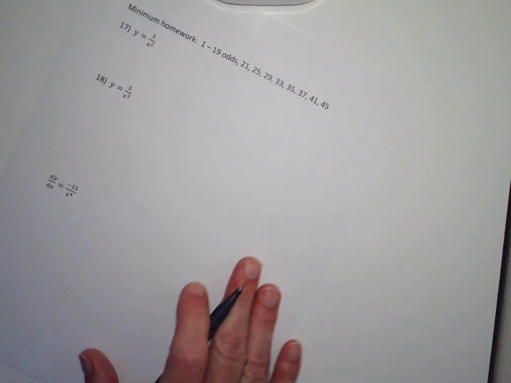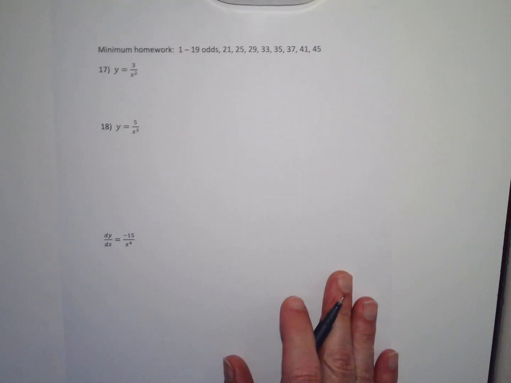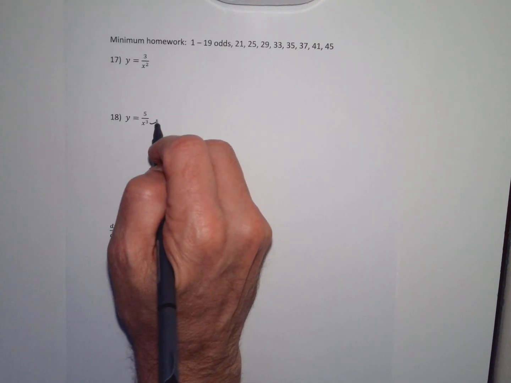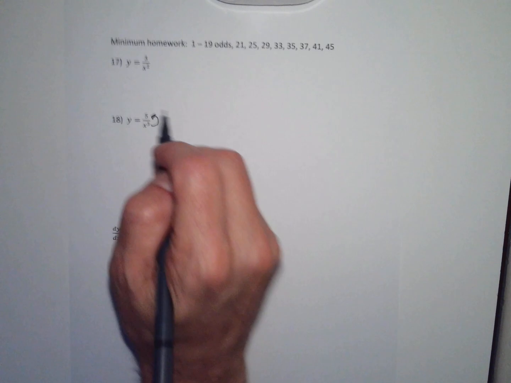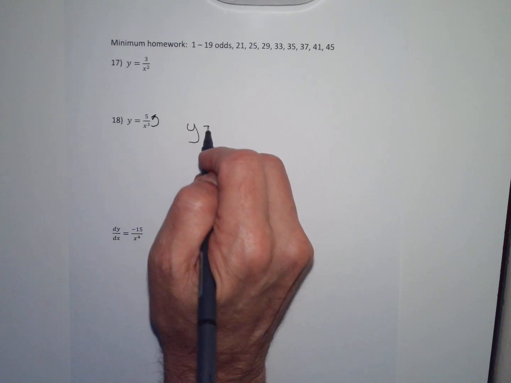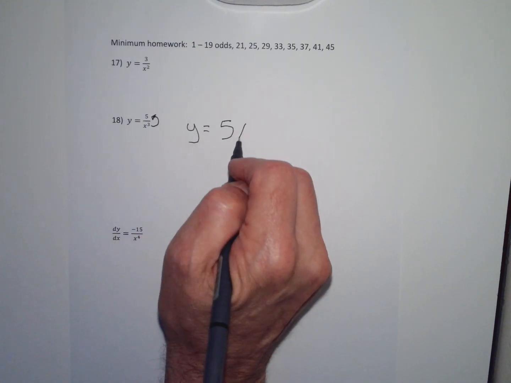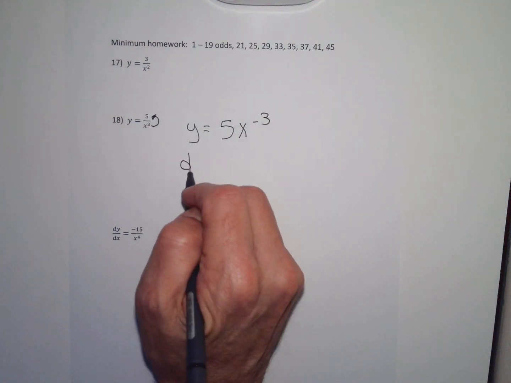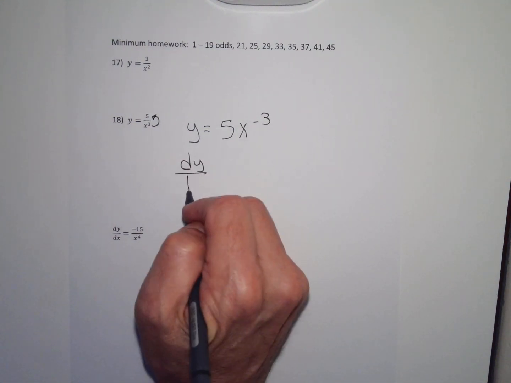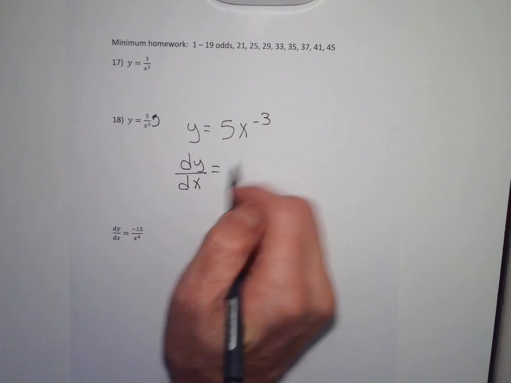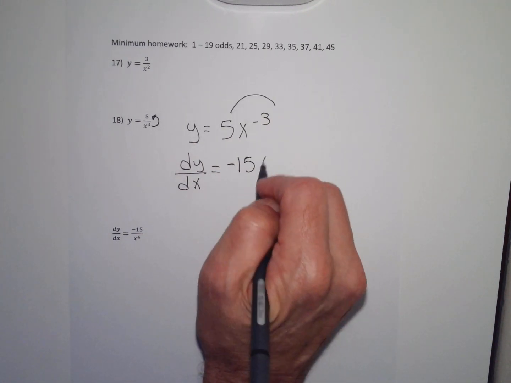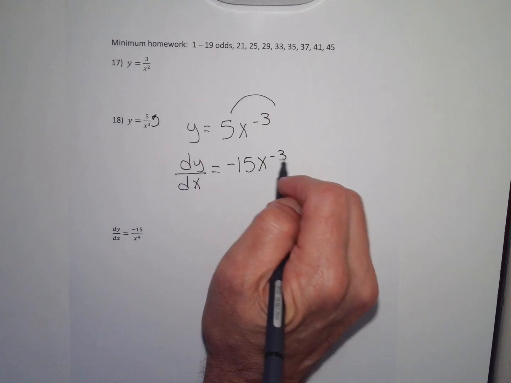The next few problems I'm going to rewrite with negative exponents to make it so I could use the power rule. In problem 18, I'm going to rewrite the problem without the fraction. I'm going to write it as 5 times x to the negative 3 power. And then I'm going to take the derivative. I could either write y prime or I could write dy dx. I'm going to multiply the negative 3 times 5 and get negative 15. And then I'm going to subtract 1 from the exponent.